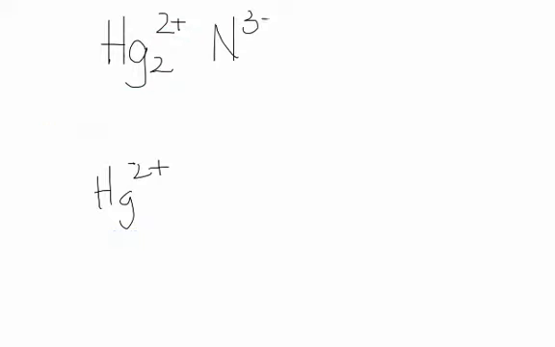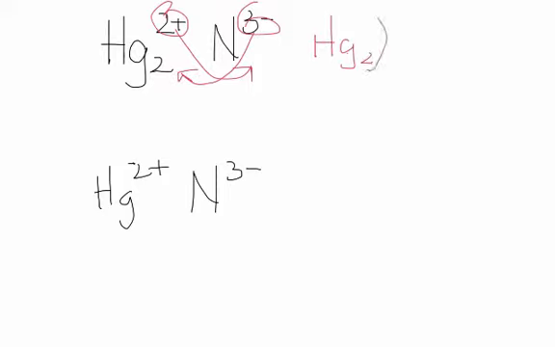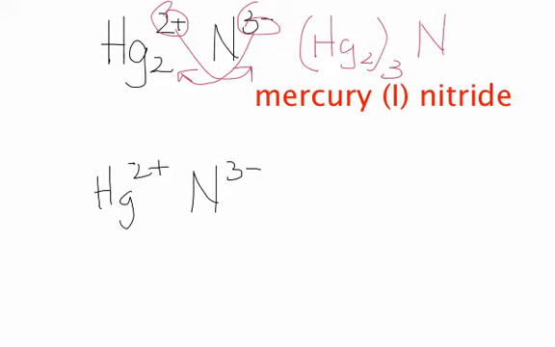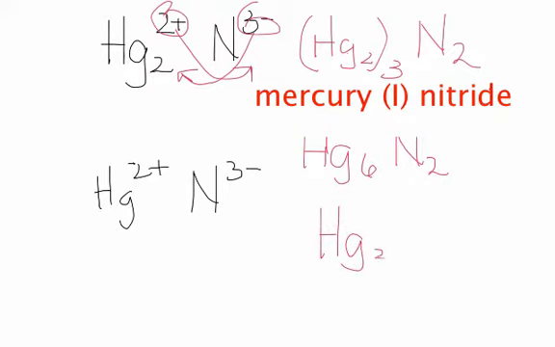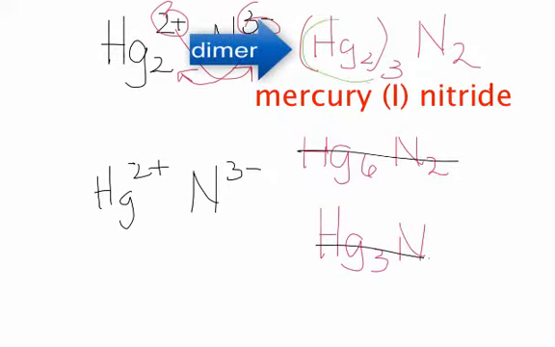So if this mercury interacts with, let's say, nitride, a 3-, you would take this number, put it down here, and you take this number, put it down here. So in this case, you would have to write Hg2 in parentheses, 3N2 for mercury 1 nitride. The reason why you don't put Hg6N2 or Hg3N, you don't use any of these right here, is that this is not quite correct because this is a dimer. This mercury is a dimer. So this 3 right here means that there's 3 of these Hg2s.